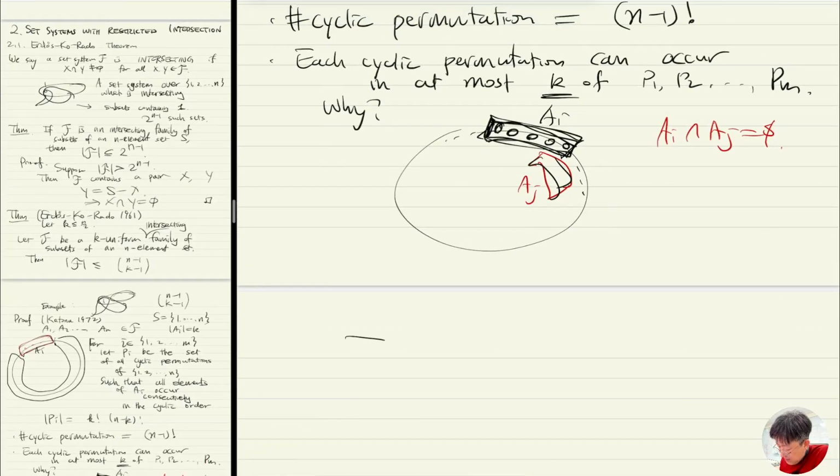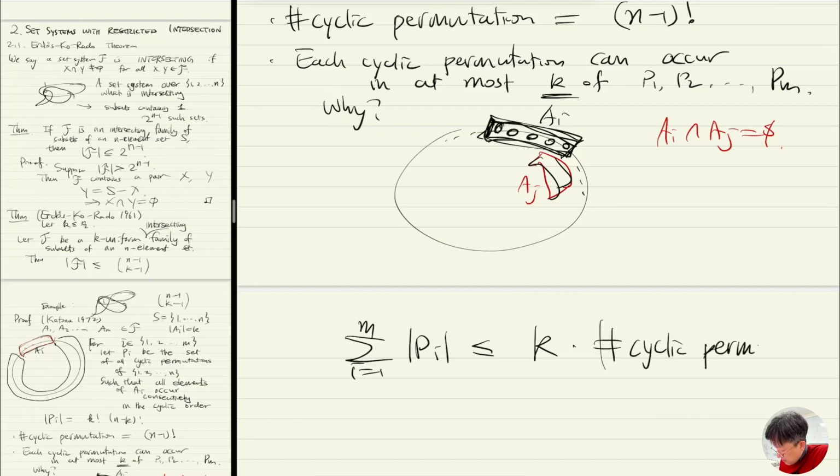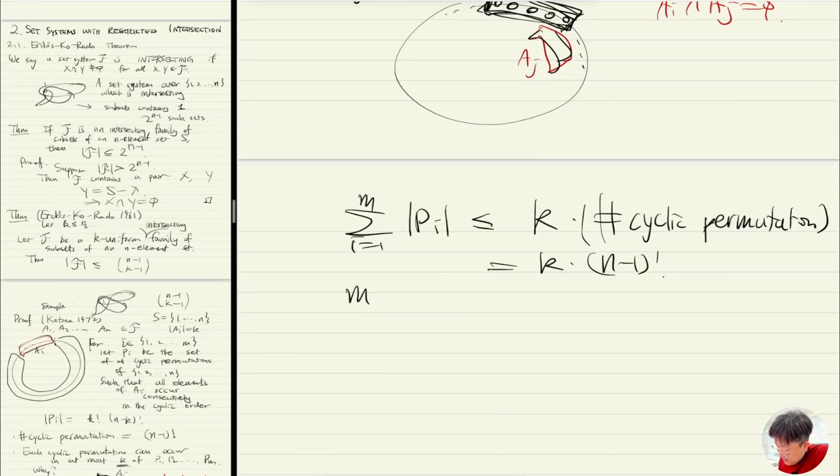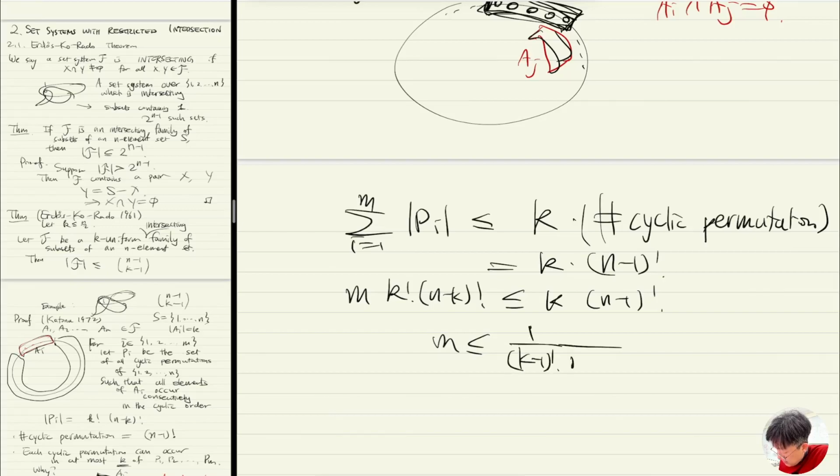So if I add all these numbers from 1 up to m, that's going to be at most k times the number of cyclic permutations. Each cyclic permutation can occur at most k times. So that's k times n minus 1 factorial. So m times k factorial times n minus k factorial is less than or equal to k times n minus 1 factorial. So m is less than or equal to 1 over (k minus 1) factorial times (n minus k) factorial times (n minus 1) factorial, which is equal to n minus 1 choose k minus 1.